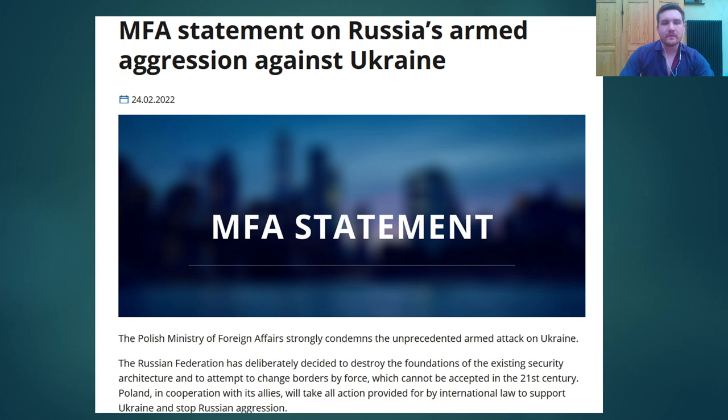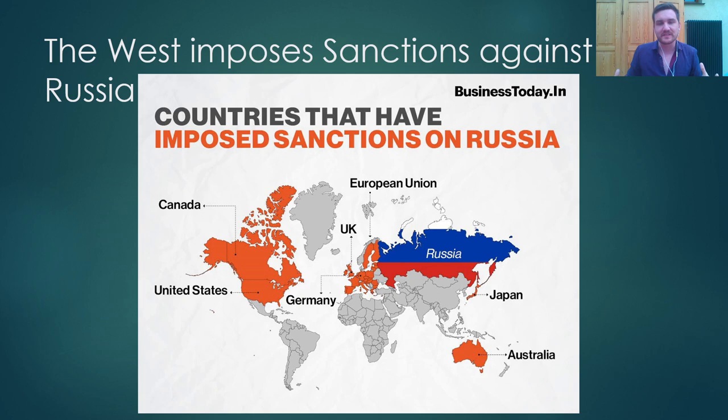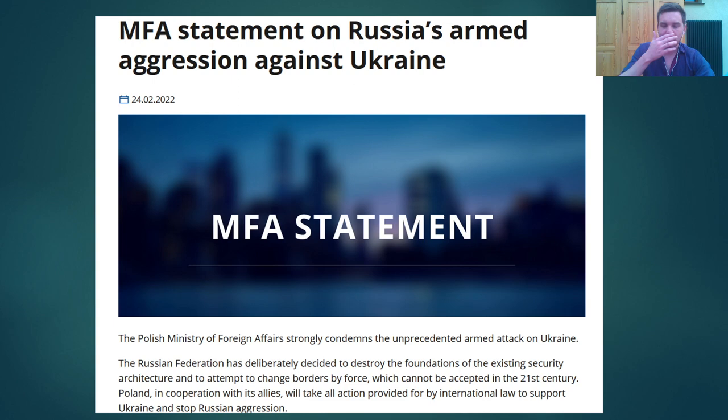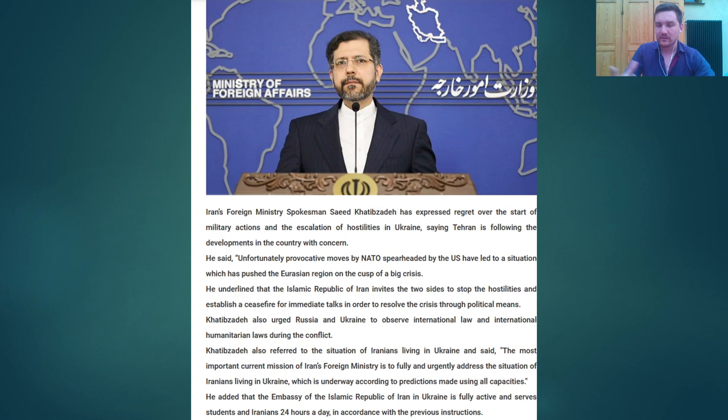That's what I'm saying when I mean that the West has been isolating itself through sanctions. There are different foreign affairs statements. That's the statement of the Polish government. That's a statement of the Bolivian government, the Iranian government. If you want to, you can pause the video and read all these statements. And this is the statement by the Cuban government.